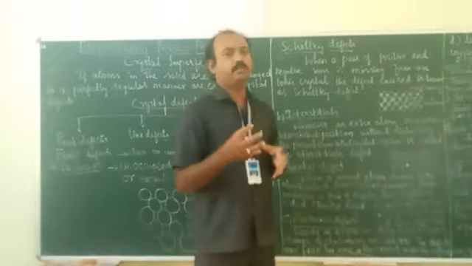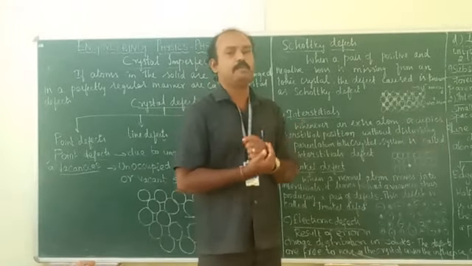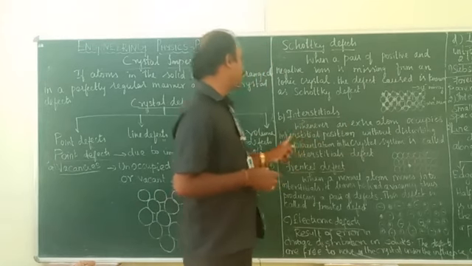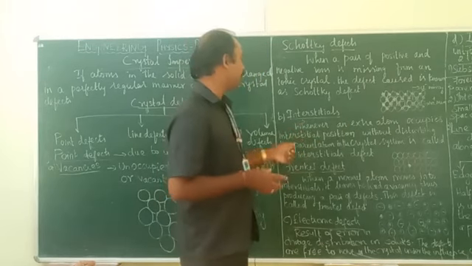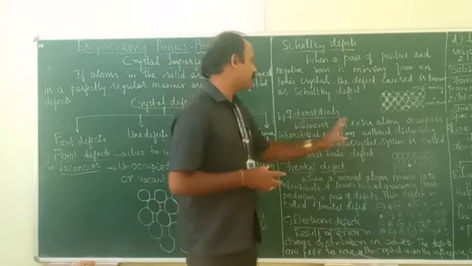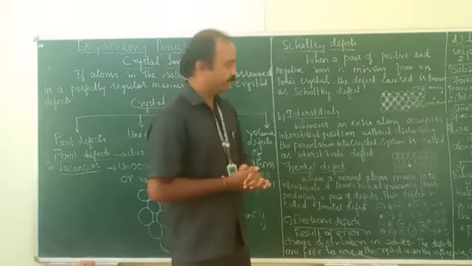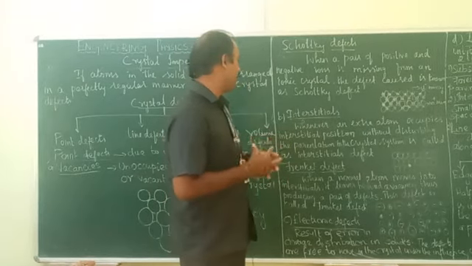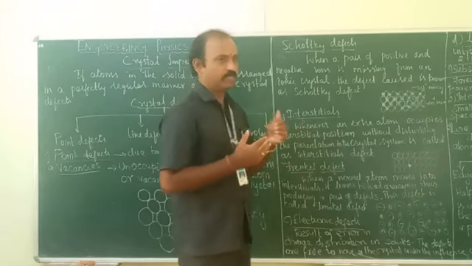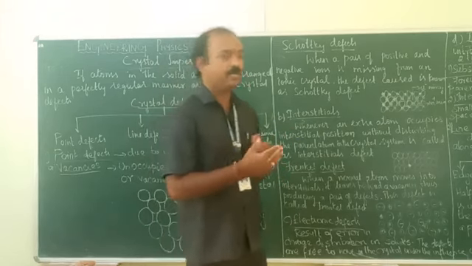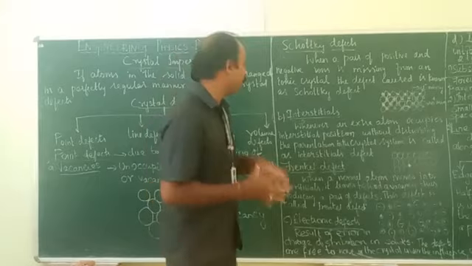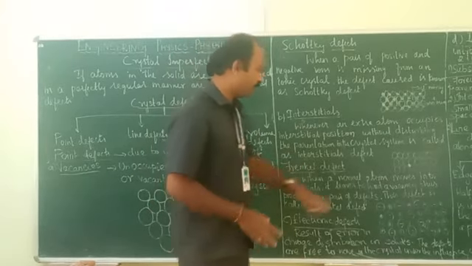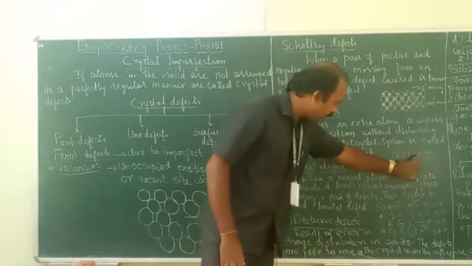If any foreign atom or other atom comes and occupies the interstitial place, whenever an extra atom occupies an interstitial position without disturbing the crystal system, it is known as an interstitial defect. What is interstitial? Whenever an extra atom comes and occupies the interstitial position, that means the place available between the two atoms is occupied without disturbing its arrangement, that is known as an interstitial defect. You see here, this is a regular arrangement of atoms.